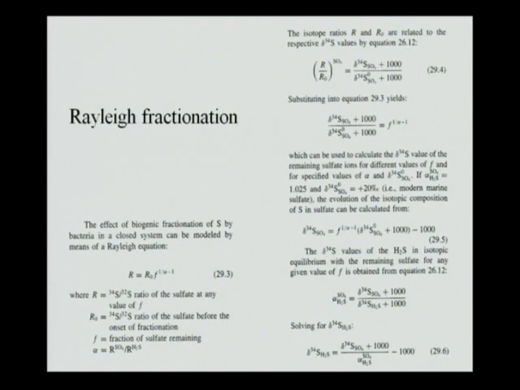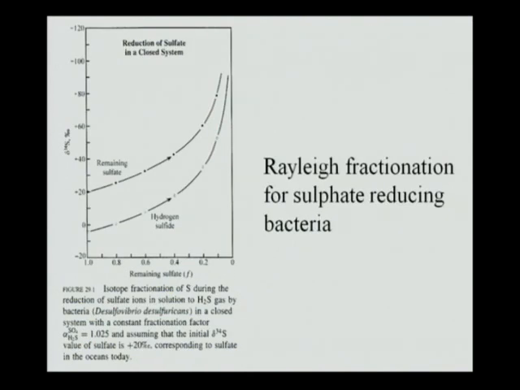The formula looks a bit complex, but it becomes clearer here in this representation of reduction of sulfate in a closed system, starting with seawater. Seawater has a value of very close to 20 per mil nowadays, and if it is reduced by sulfate reducing bacteria, there is a fractionation that results in a depletion of about 20 per mil.